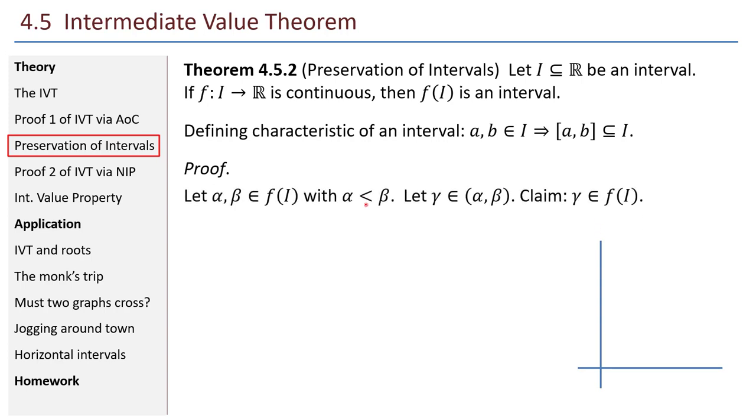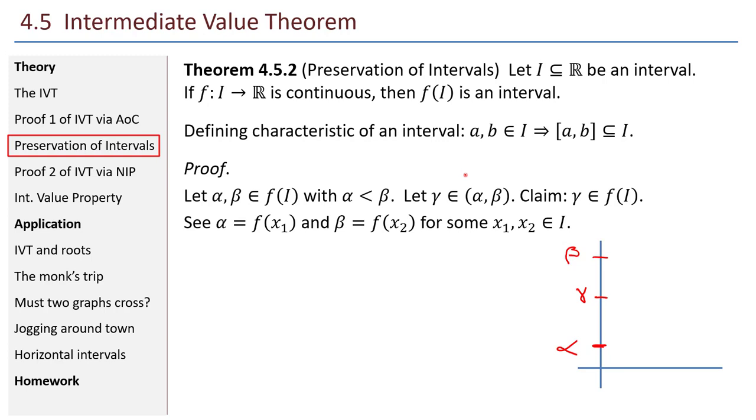So let alpha and beta be in f of I with alpha less than beta. So I will draw this down here. Some alpha down there. There's a beta up there. Alpha is less than beta. Let gamma be strictly between alpha and beta. There's gamma. The claim is that gamma is also in f of I. Gamma is the image of some element in I. So see that alpha must be f of x1. There's an x1. And beta must be f of x2, for some x1 and x2 in my I.